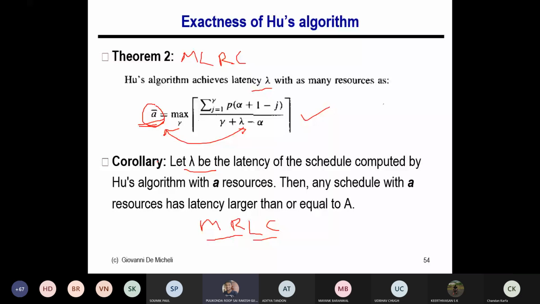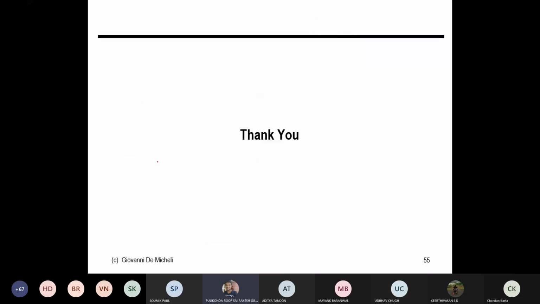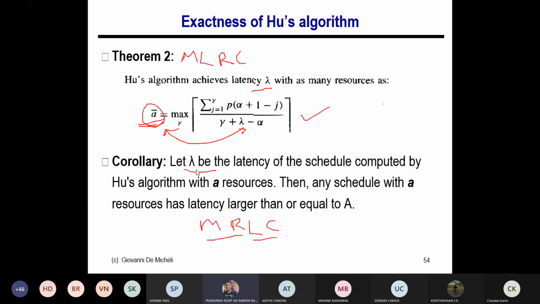Sir, when you were first explaining Hu's algorithm, you mentioned that we have taken an extra assumption that the dependency graph will be a tree, and then we determined that Hu's algorithm will give the best optimal solution. So where exactly is our assumption of taking it as a tree helping us?